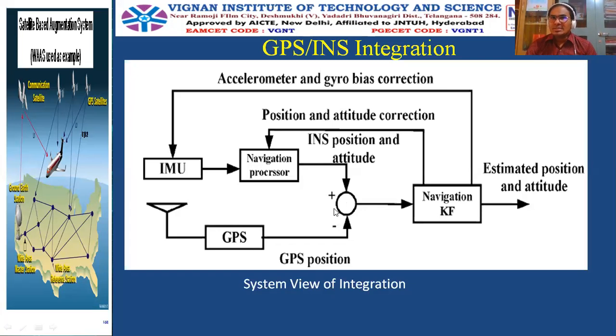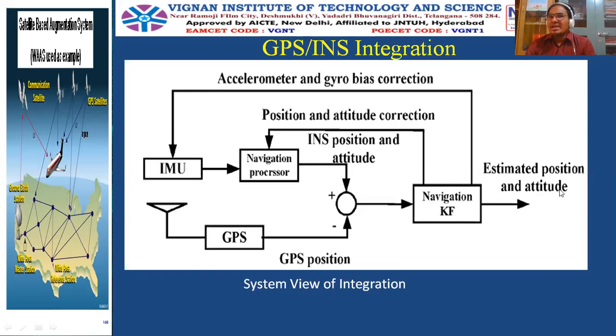If these two are of the same value, then the resulting error will be zero. The output of the mixer will be zero. There is no difference. If there is any error, if there is any difference between those two values, then the navigation Kalman filter will correct them, and the estimated position and attitude will be the output.